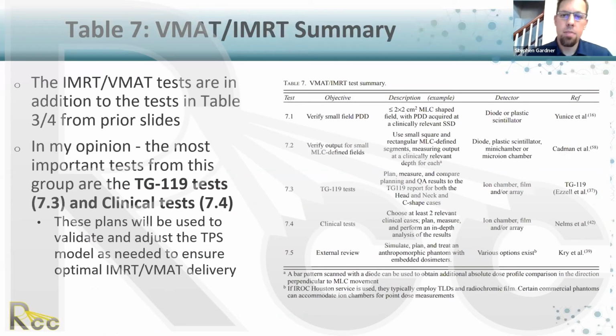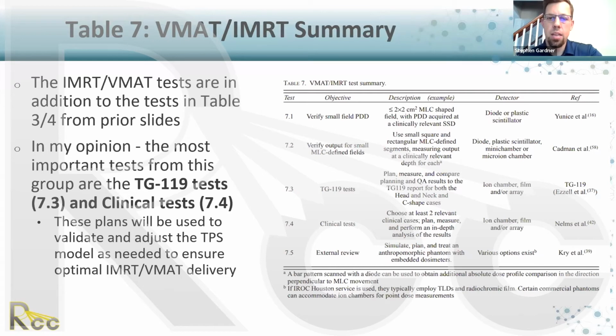And then moving into the VMAT and IMRT summary. These tests are in addition to the tests that we saw from tables 3 and 4. I'm just going to give my opinion on this. I think the most important tests that we see here are the TG119 and clinical tests. So it's kind of like a PSQA style measurement with a chamber and hopefully a planar dose measurement that we can use to validate and then fine-tune our beam model.